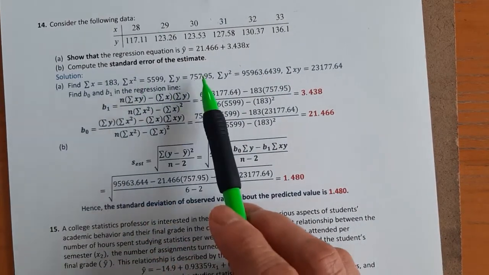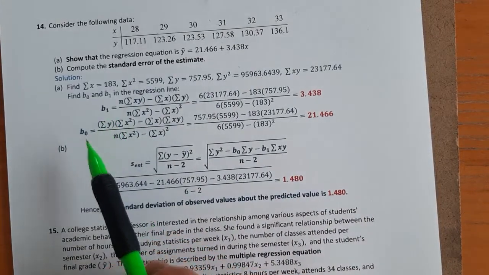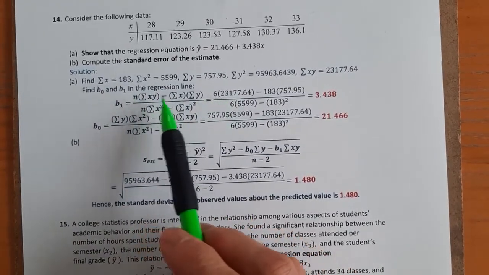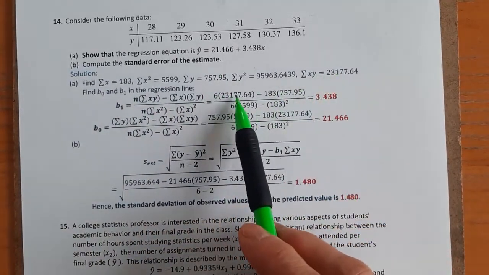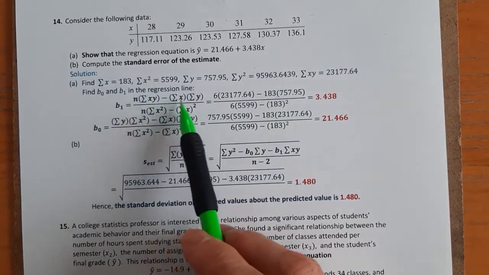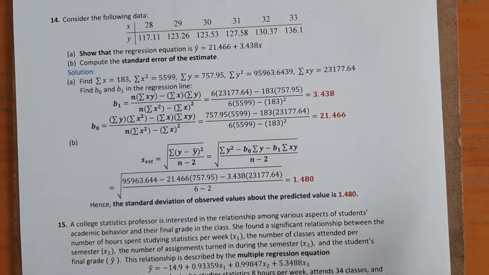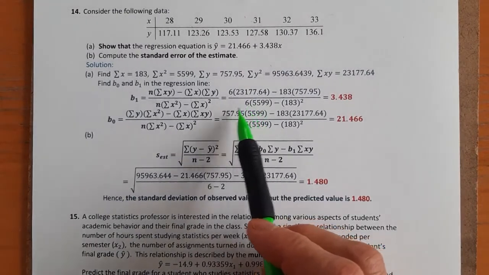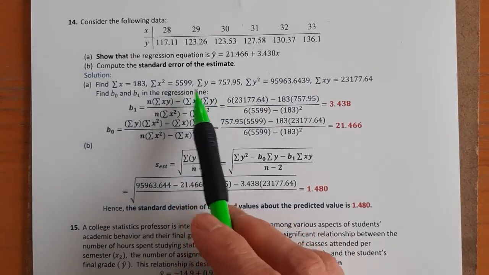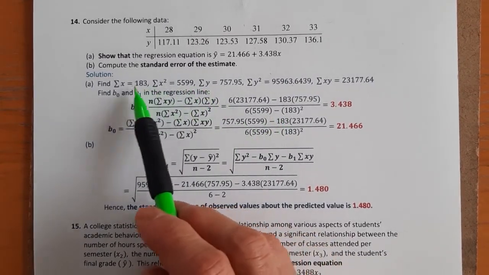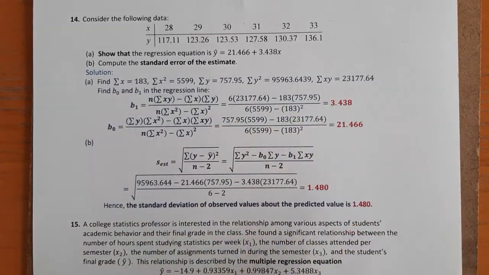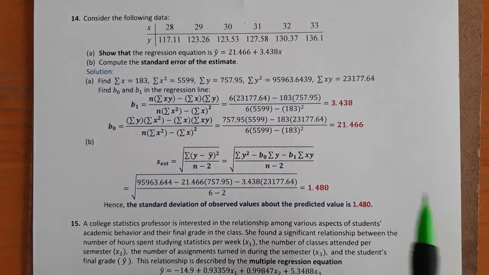We need those to figure out b1 and b0. In b1, n equals 6, plug in summation xy 23177.64, minus summation of x, 183, times summation of y, 757.95, over n, which is 6, times summation of x squared, 5599, minus summation of x, 183, squared. Using a calculator, you get 3.438. It is positive. This is the slope, and it is positive.